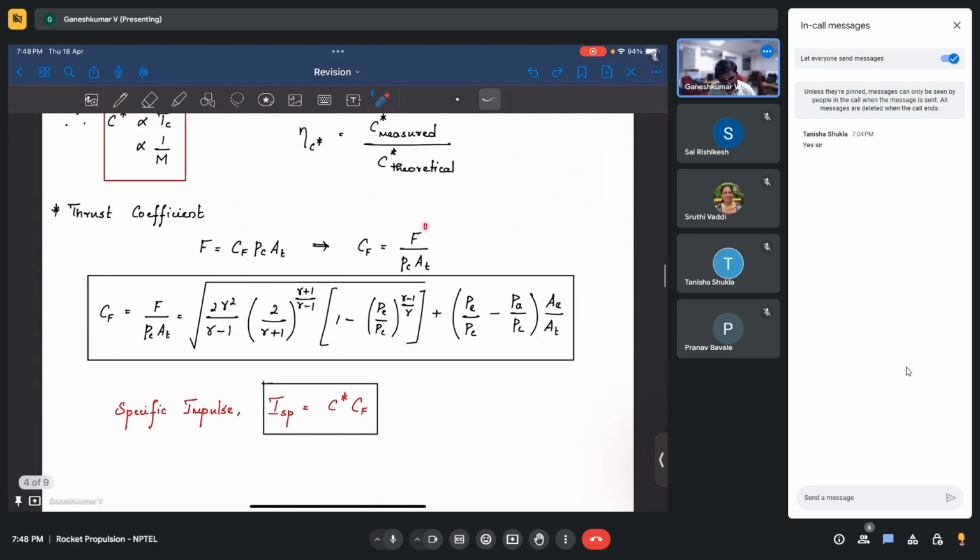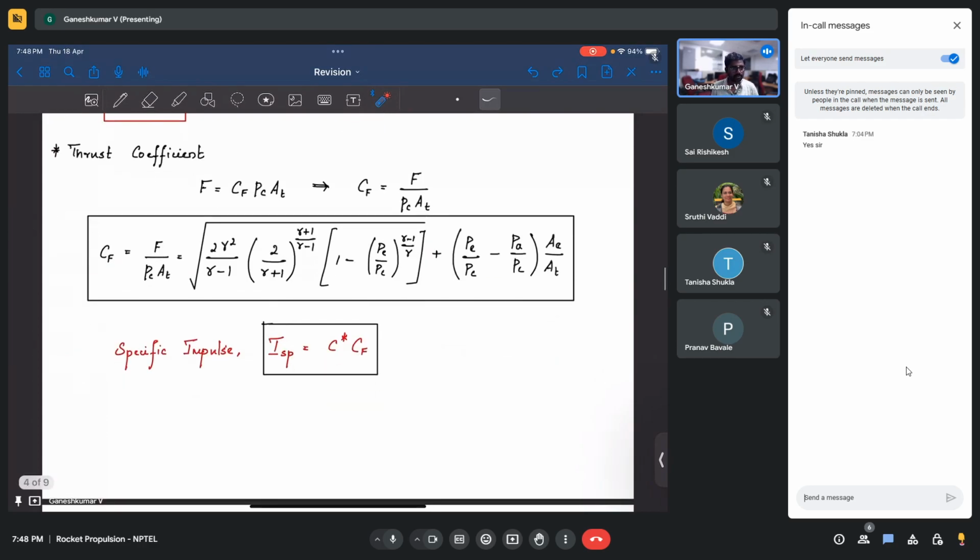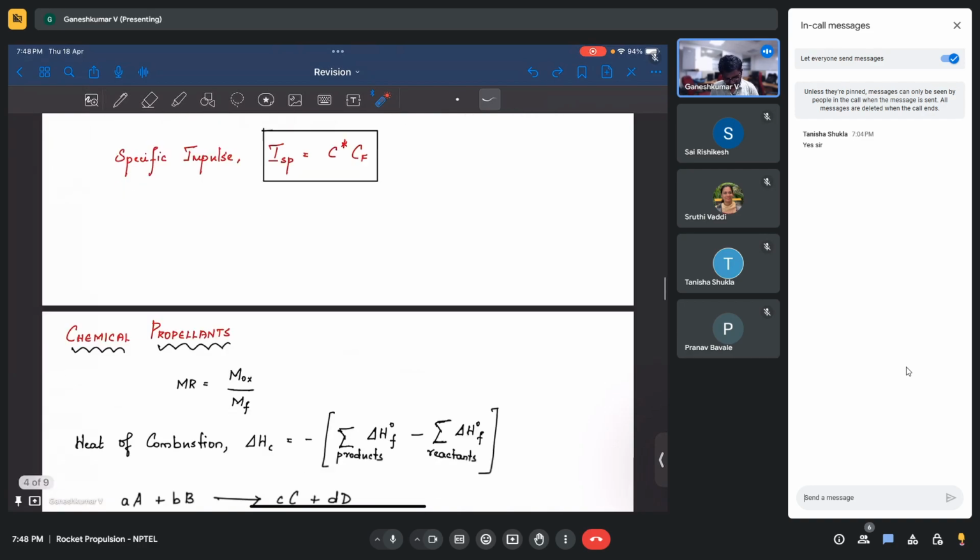Basically it's nothing but thrust generated divided by chamber pressure times AT. And you have this big expression which we all know how it came. And then basically ISP is nothing but C star times CF.